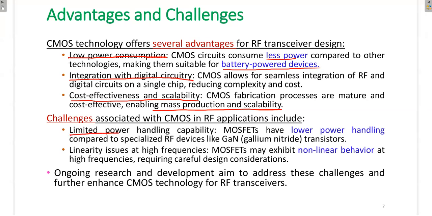Then what are the challenges associated with CMOS technology? It has limited power handling capability. As compared to other devices, it has low power handling capability. And then linearity issues at high frequencies. Just now we have seen that linearity is an important factor in the design of any amplifier. But when we operate the amplifiers at high frequencies, they exhibit nonlinear behavior. So nowadays ongoing research aims to address these challenges.